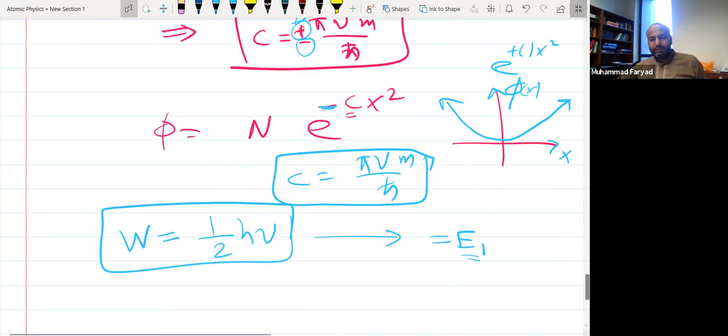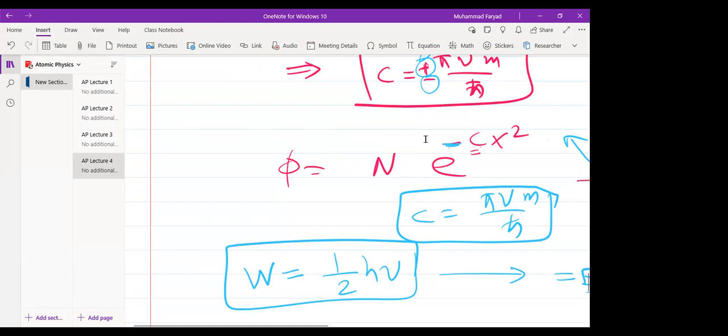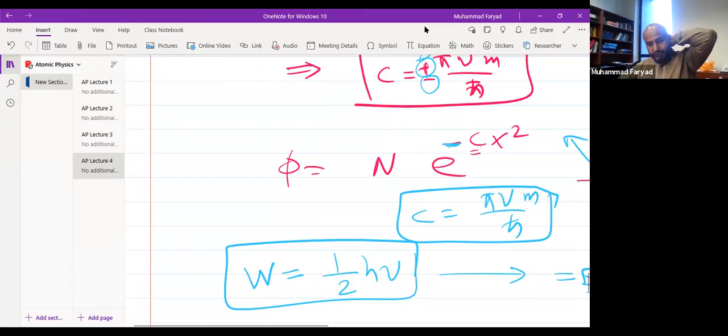So is everybody okay with the application of this method and how to use it? Yes sir. Perfect. So are there any questions? Zara, you have a question?